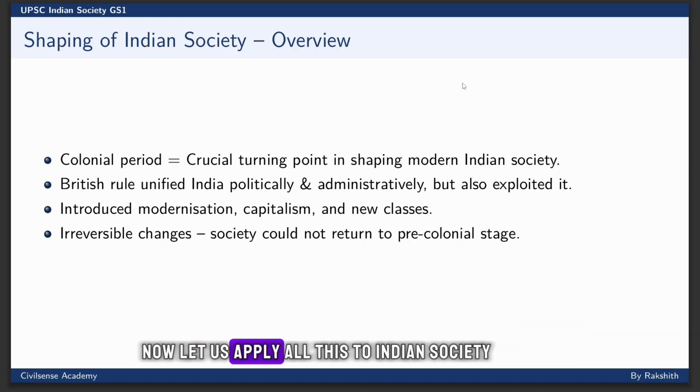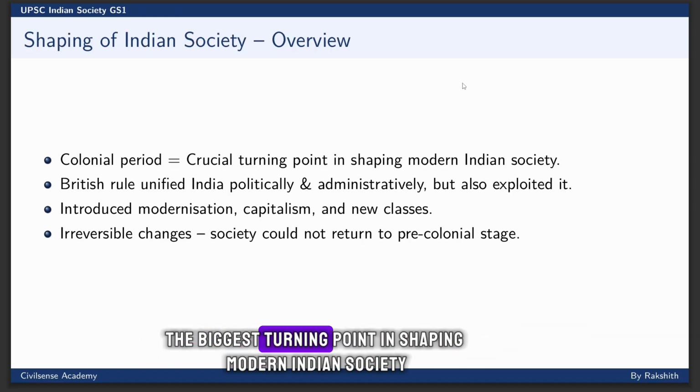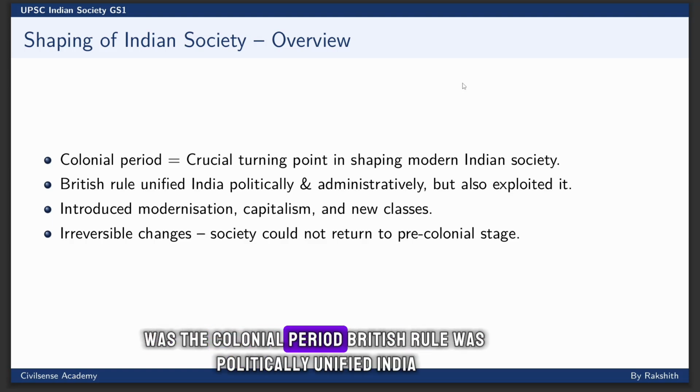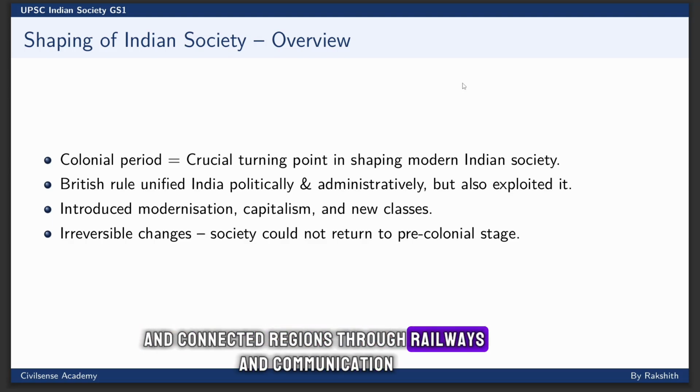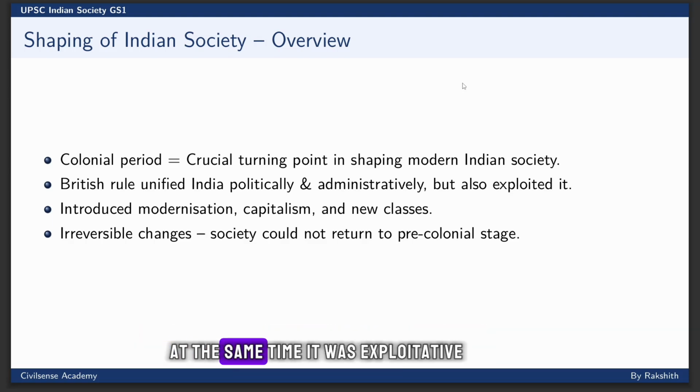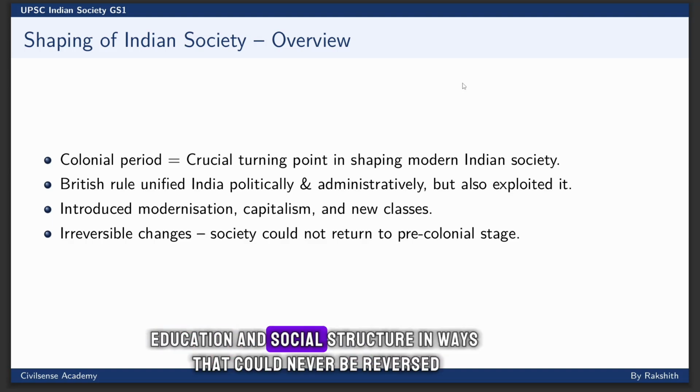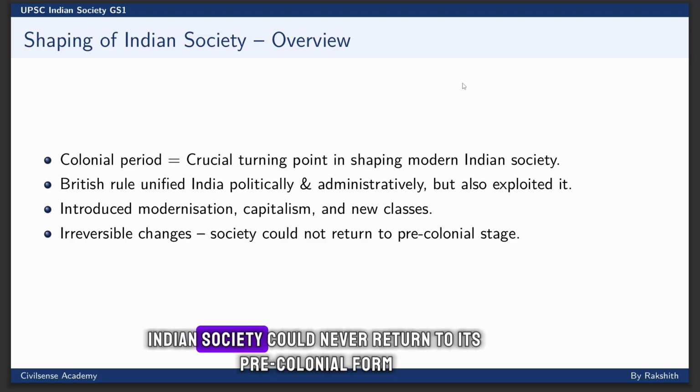Now let us apply all this to Indian society. The biggest turning point in shaping modern Indian society was the colonial period. British rule politically unified India and also introduced a central administration and connected regions through railways and communication. At the same time, it was exploitative. It changed our economy, education and social structure in ways that could never be reversed. After colonialism, Indian society could never return to its pre-colonial form.